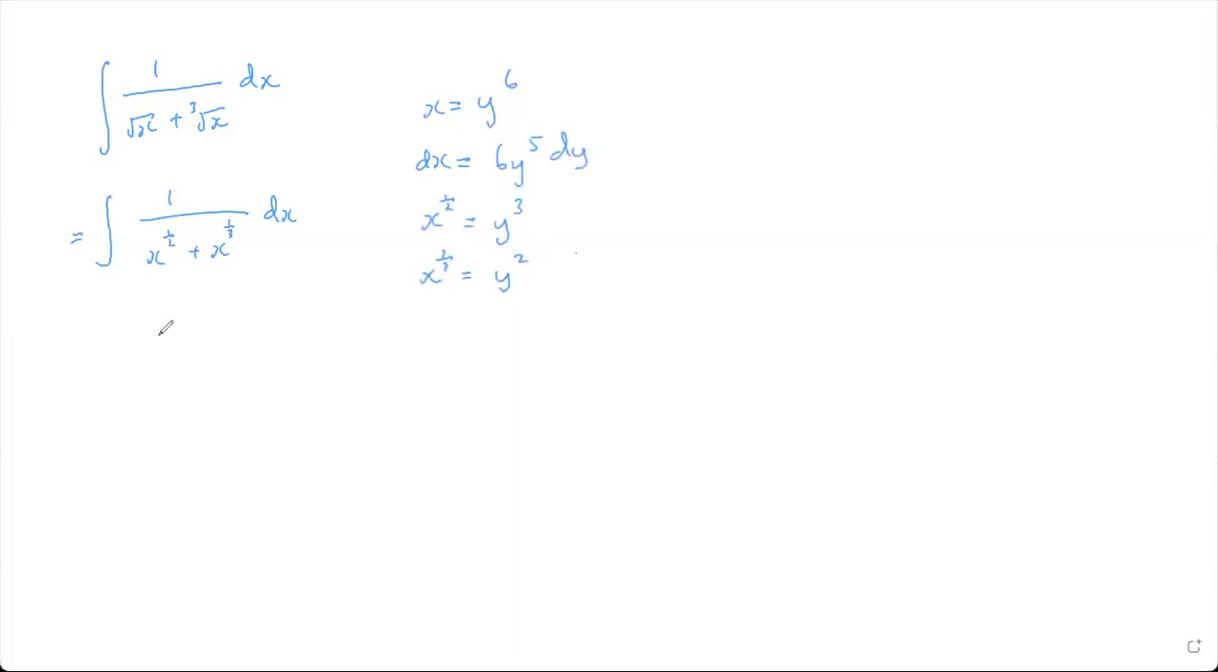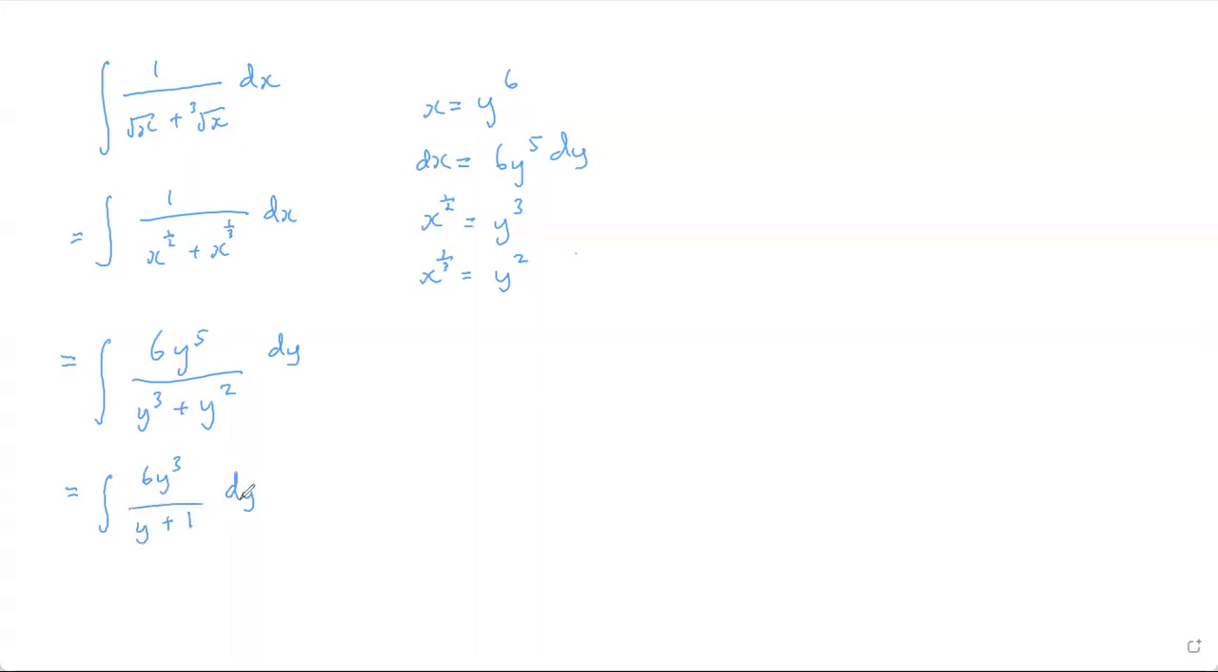Now this is ready in place. I'm going to substitute into the expression. dx is going to be replaced by 6y^5 dy. I'm just going to write 6y^5, but I will write dy at the side. x to the power of half is y cubed, and x to the power of 1/3 is y squared. Before I do anything, I'm going to simplify this fraction. I'm going to divide the numerator and denominator by y squared. So I'm going to get 6y cubed divided by y plus 1.